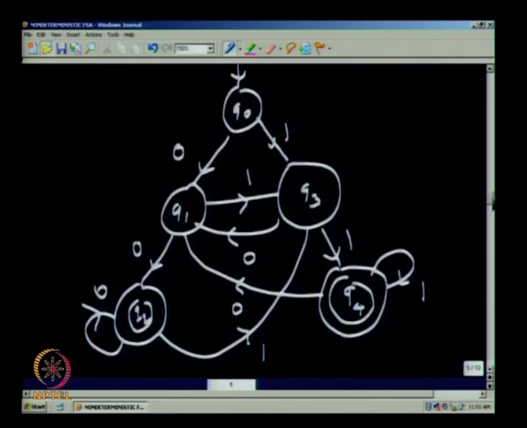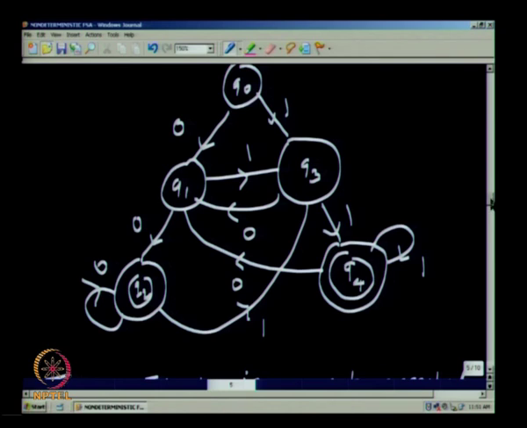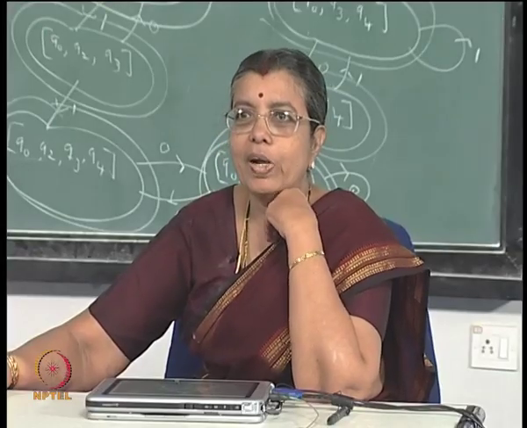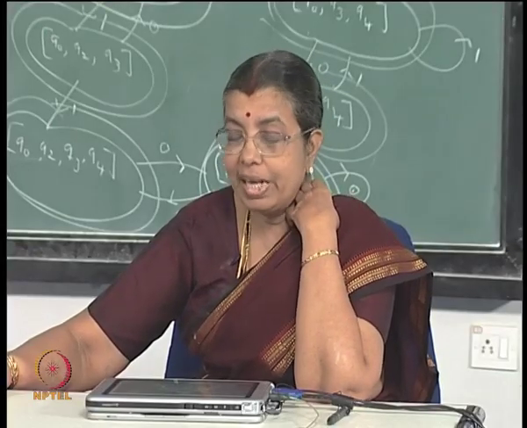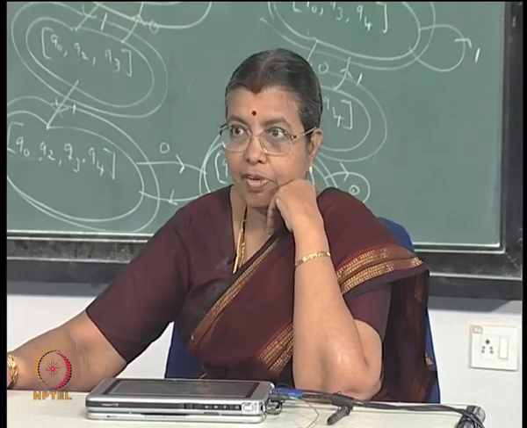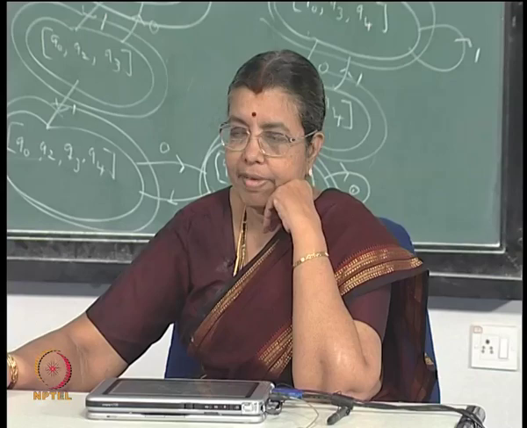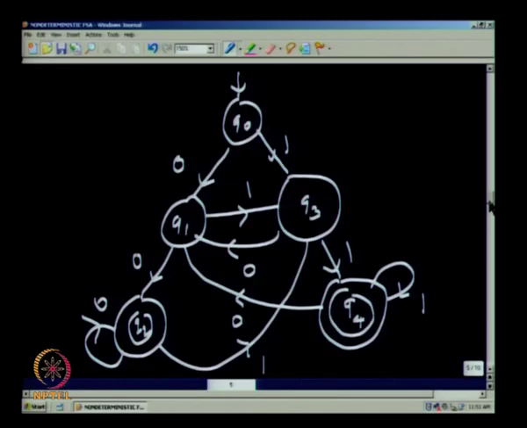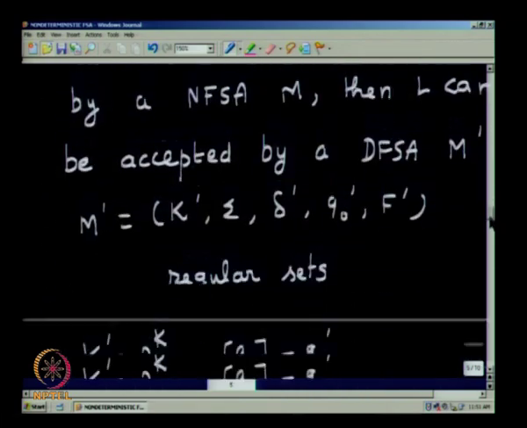Now, the earlier example which we considered, strings ending with 2 zeros or ending with 2 ones. This is the deterministic diagram, but the minimum state automaton is also this. You cannot go less than 5 states. You will require at least 5 states for this. Okay. How to construct the minimum state automaton, we shall see in the next few lectures.